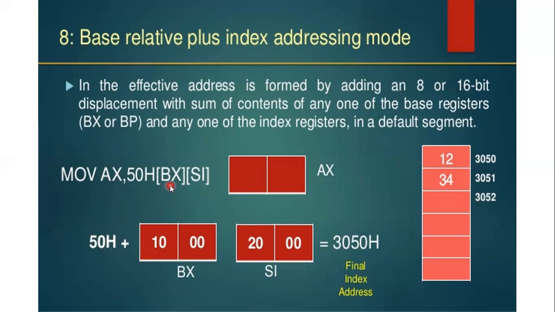So suppose that the content of BX register is 1000, since it is 16-bit, and the source index is 2000. Then 20 plus 10 is 30. So the 30, then plus this value 50. So this is the final index address.